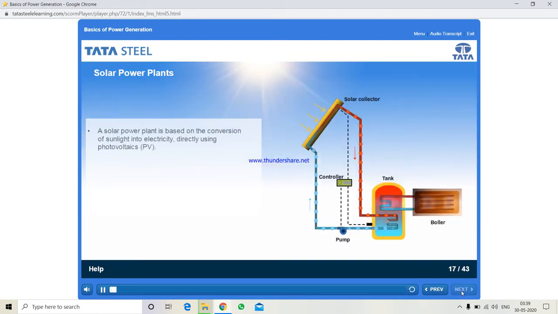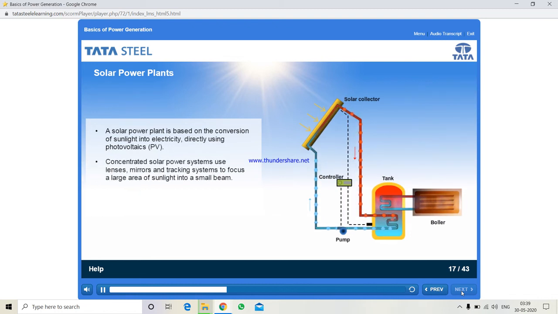A solar power plant is based on the conversion of sunlight into electricity directly using photovoltaics (PV). Concentrated solar power systems use lenses, mirrors and tracking systems to focus a large area of sunlight into a small beam. It can be stored in a battery or used to heat water for a thermal power plant.